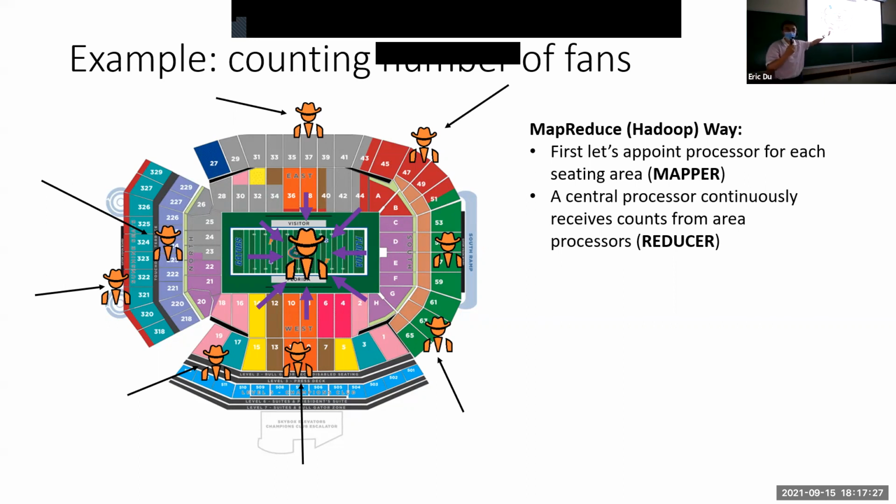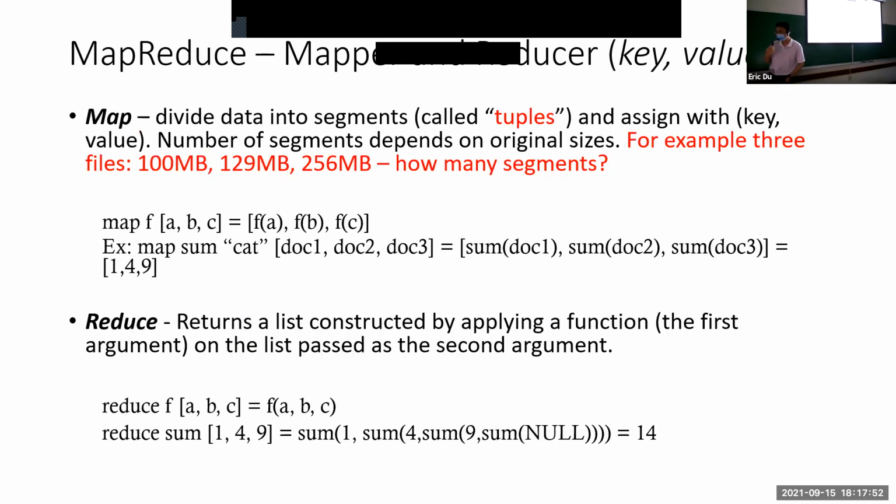All those guys who are doing the clicks for each sitting area are called mappers. And they go to the central guy to tell the answer. That's called a reducer. The reducer means we reduce the amount of data. The mapper means I assign those things to process the data. This is MapReduce.